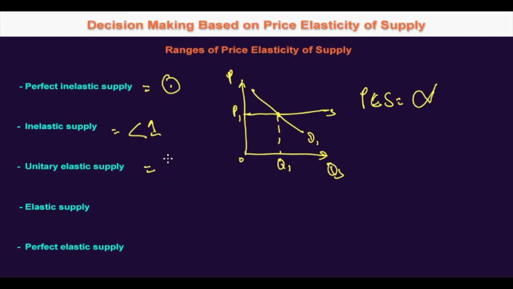For unitary elastic supply, it will be exactly 1. There will be a corresponding change in the exact amount from price to quantity supplied. For elastic supply, it will be greater than 1. So meaning that when there's a small change in price, there is a bigger change in quantity supplied. For perfectly elastic supply, it is actually infinity, because even if there is a small change in price, there is an infinitely big change in quantity supplied.